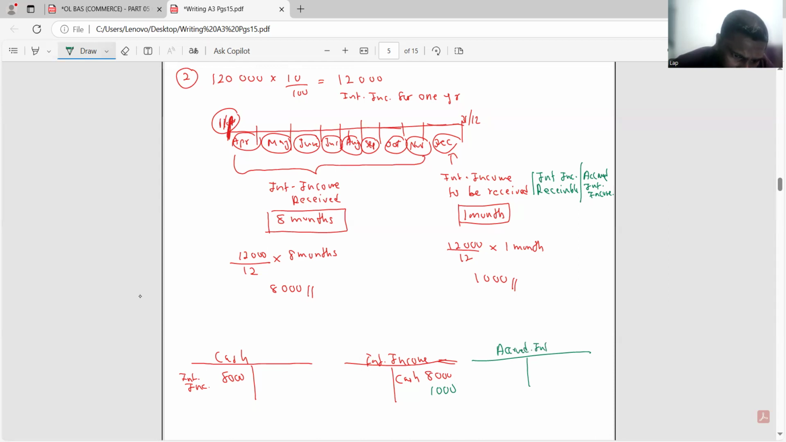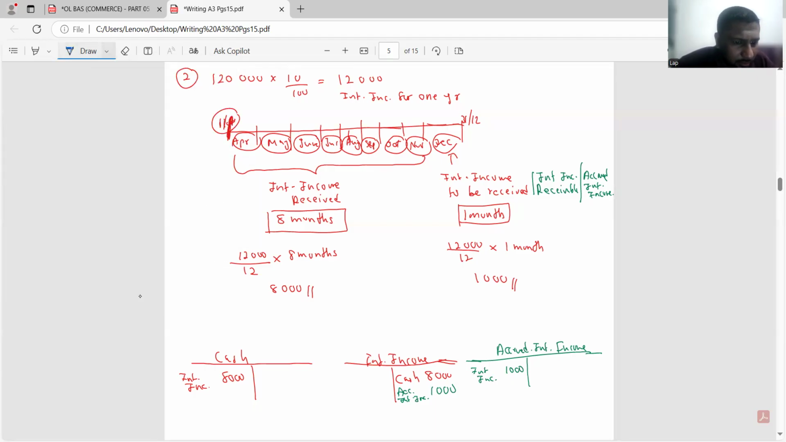Accrued interest income 1000. Credit 1000, debit 1000. Here accrued interest income. Here interest income. That means this entire 9000 will go to the income statement as the interest income. 9000 in the statement of profit or loss, the income statement, as interest income.